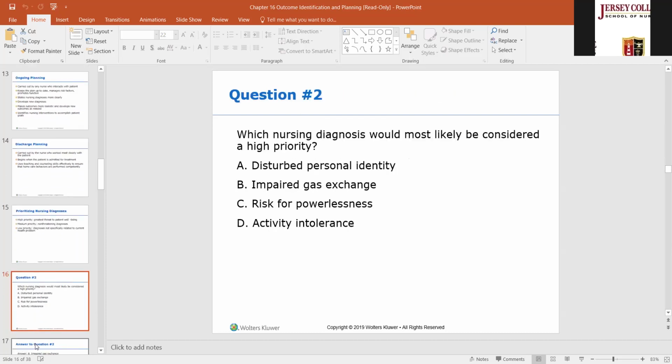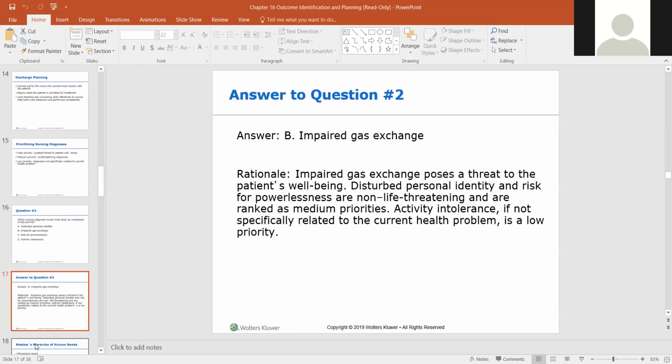Which nursing diagnosis would be most likely considered a high priority? B. Yes, gas exchange, right? That's a physiological component. It's life-threatening. It falls under Maslow's first level.